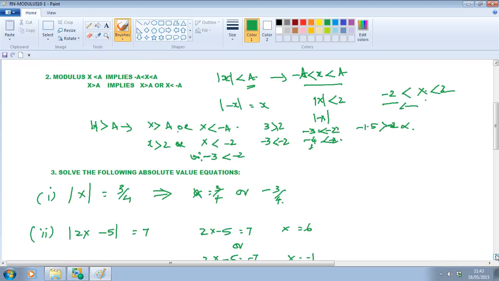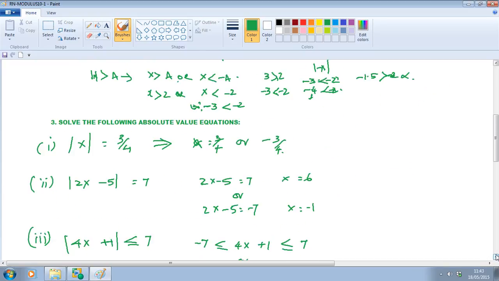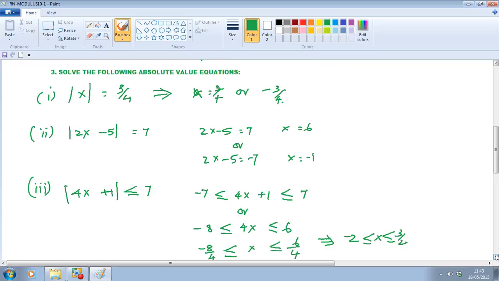Next, we'll solve equations for absolute value. When we do some problems, more clarity will come on how the absolute value works. Modulus x is equal to 3/4 means either x is equal to 3/4 or x is equal to minus 3/4. When you take the modulus, the sign goes and you get 3/4.